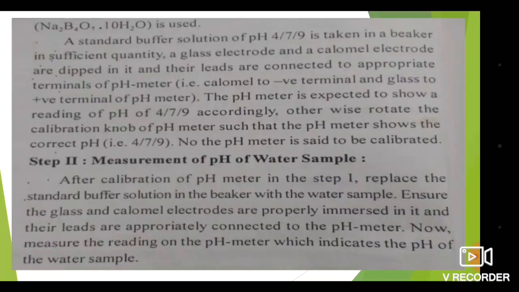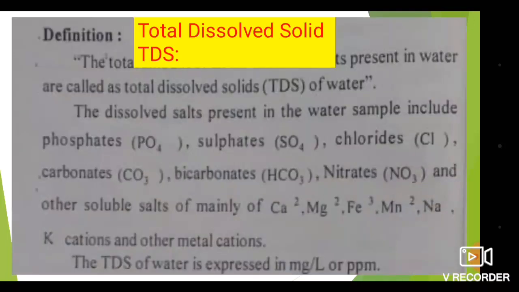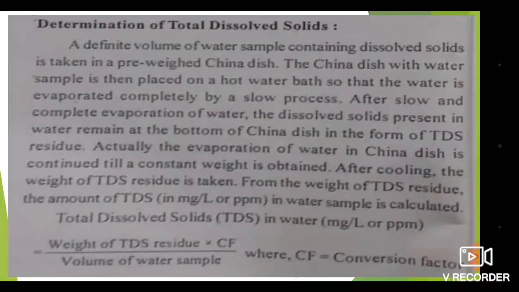Then ensure the glass and calomel electrodes are properly immersed in it and their leads are appropriately connected to the pH meter on the positive and negative terminals. Now measure the reading on the pH meter, which indicates the pH of the water sample. So this is about the measurement of pH of a water sample.